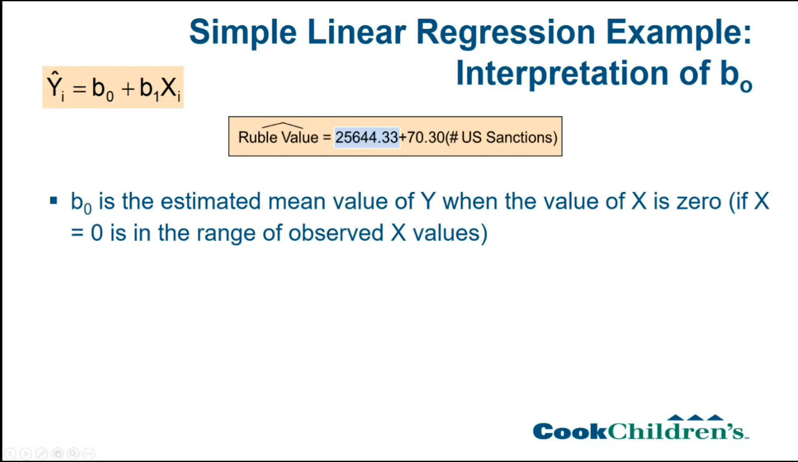So for the interpretation, B0 is the estimated mean of y when the value of x is 0, if x equals 0 is within the range of the observed x values. In our case, there's no x equals 0, so that's not within our range. So we can't accurately predict the value when x equals 0, but that's what the intercept would be in this case.